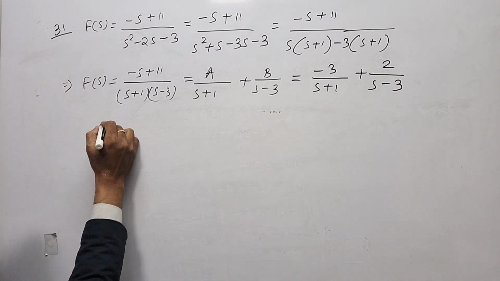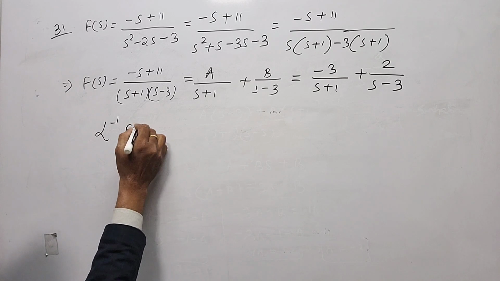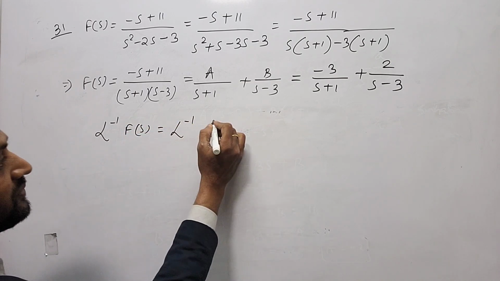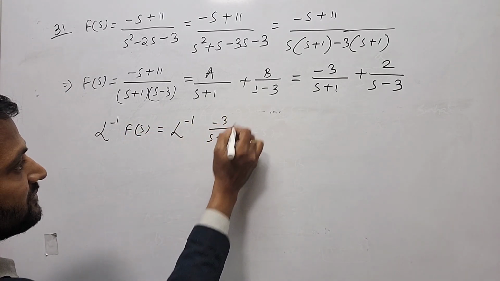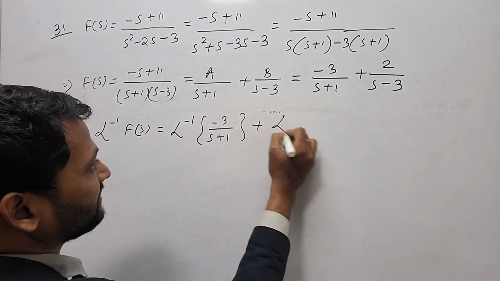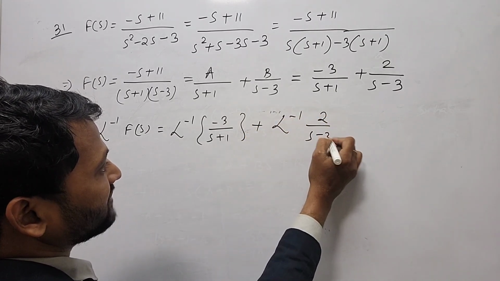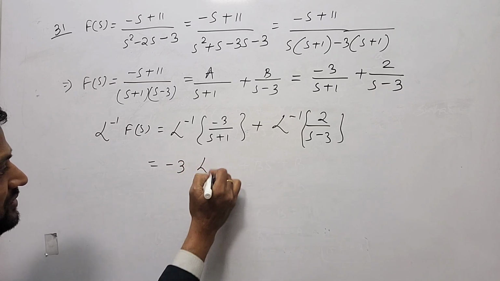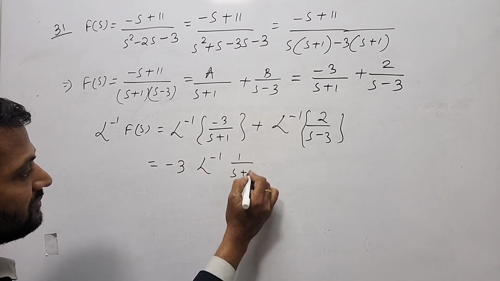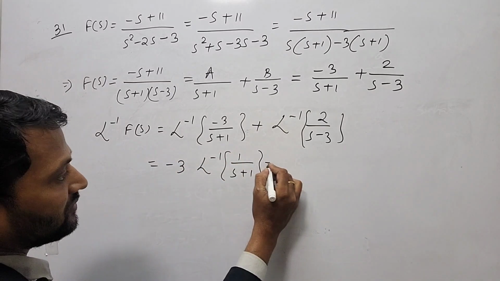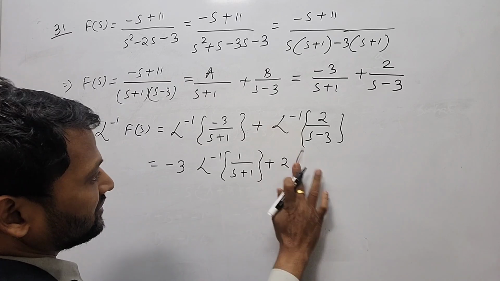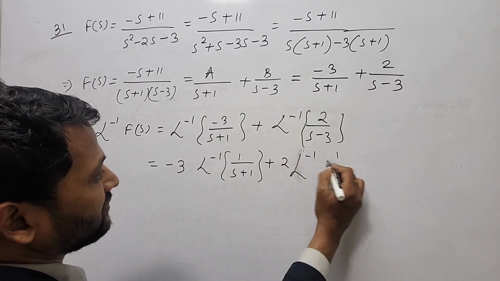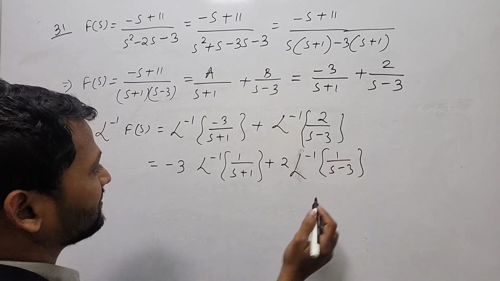Okay, that means we'll find out the Laplace inverse of F(s). That means Laplace inverse of minus 3 by s plus 1 plus Laplace inverse of 2 by s minus 3. Okay, so minus 3 as common, Laplace inverse of 1 by s plus 1, plus 2 as common, so Laplace inverse of 1 by s minus 3.